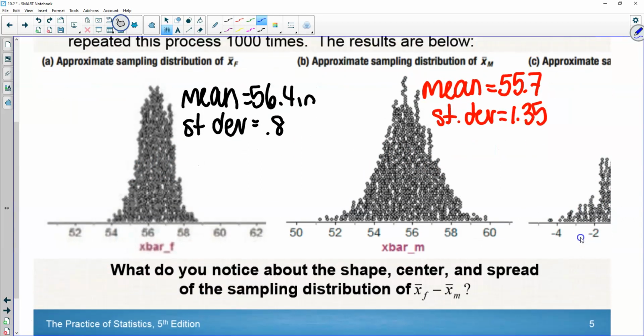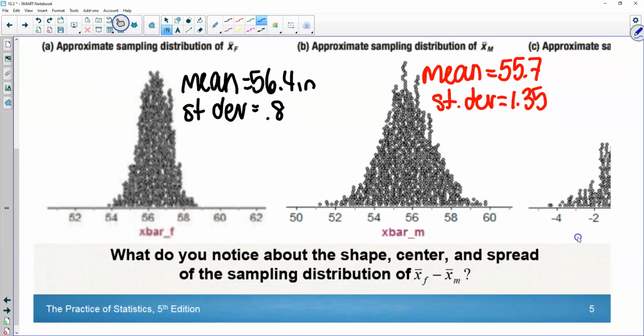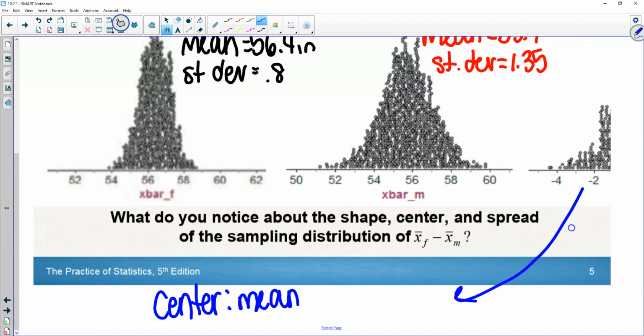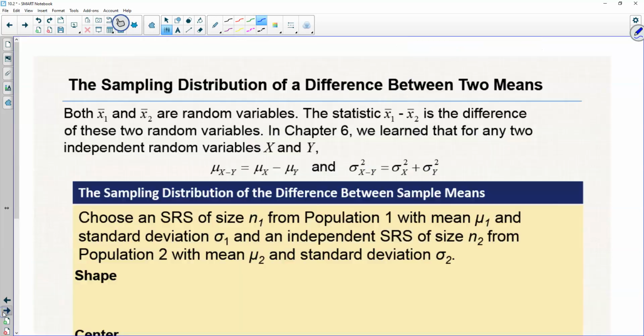The center, I apologize for it being cut off. The center, the mean of that sampling distribution, is at 0.67. And the standard deviation is at 1.56. So how did we get those things?